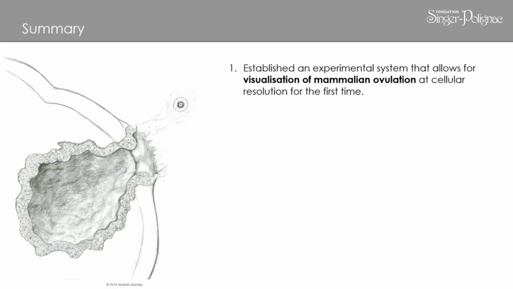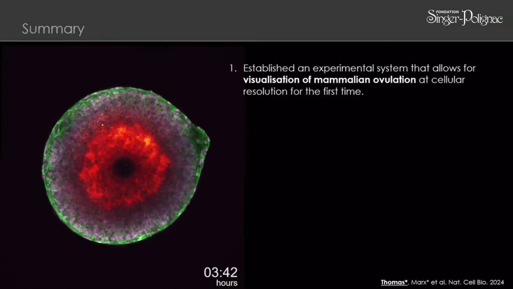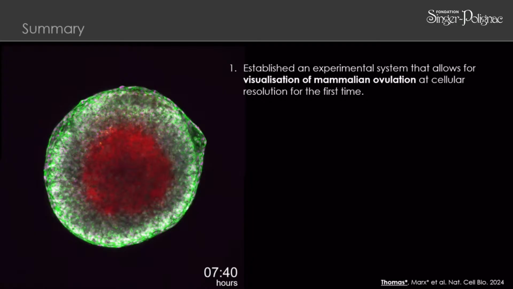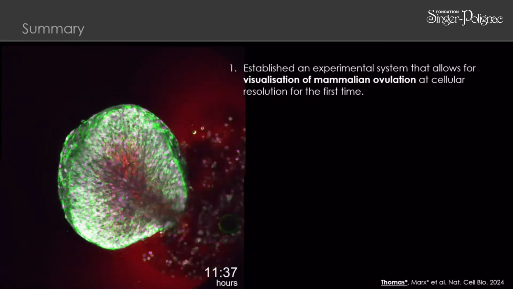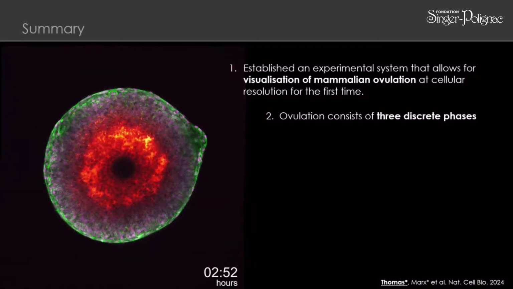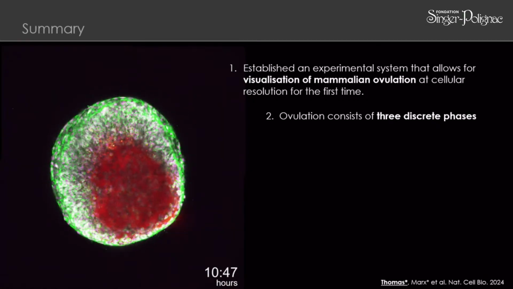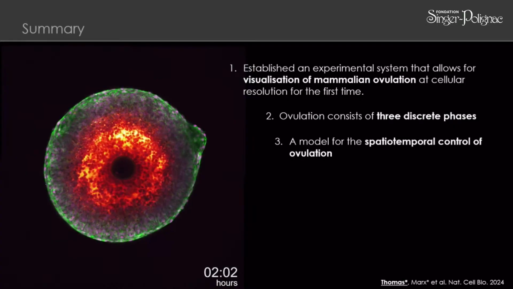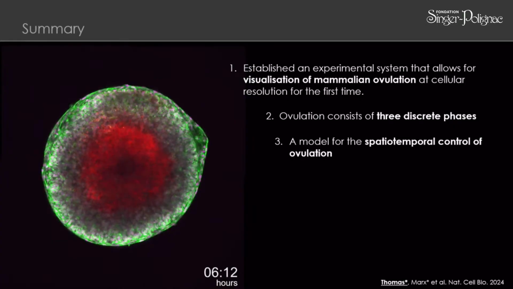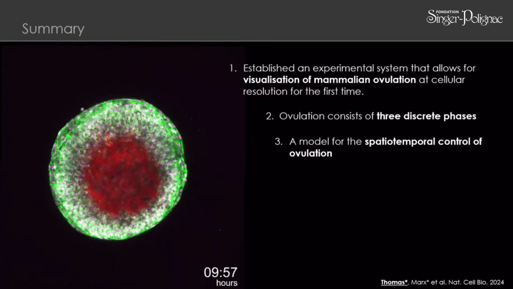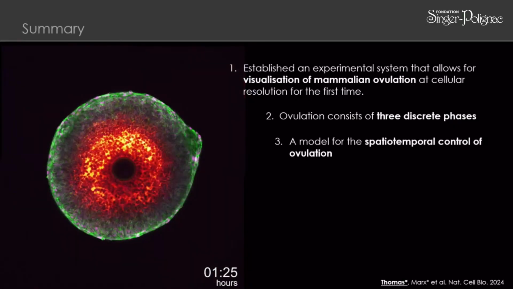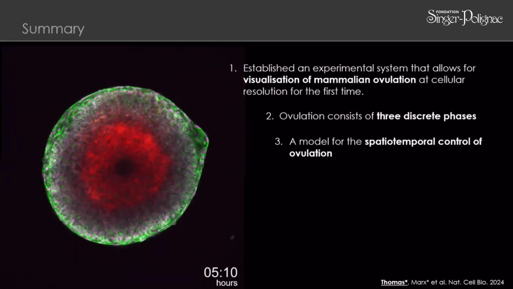And where we started off with this sketch of how ovulation might look, we can now replace this with an actual visualization of how the process looked in mice. And through this visualization, we identified that ovulation consists of 3 discrete phases of expansion, contraction, and rupture. We identified that these are driven by hyaluronic acid secretion and smooth muscle cells, and could present a model for the spatiotemporal control of ovulation.